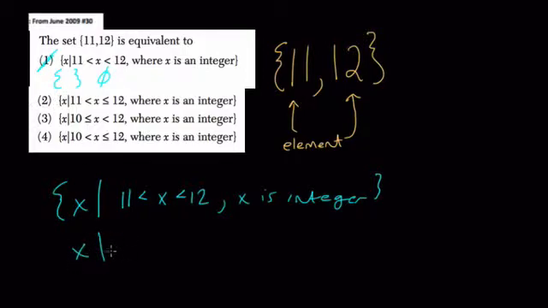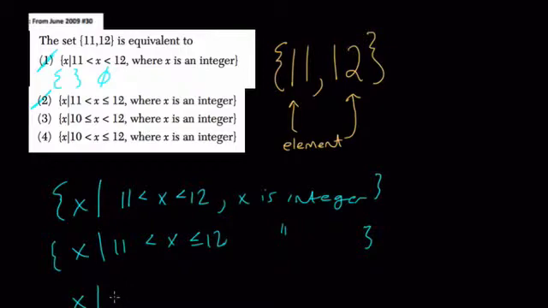The next one has 12 for a variable but not 11. It says x such that x is greater than 11 but less than or equal to 12, where x is an integer. Well, x can't be greater than 11. It has to be greater than or equal to 11 because 11 is in our set. Less than or equal to 12, that's okay, but it's got to be also equal to 11. So 2 is out.